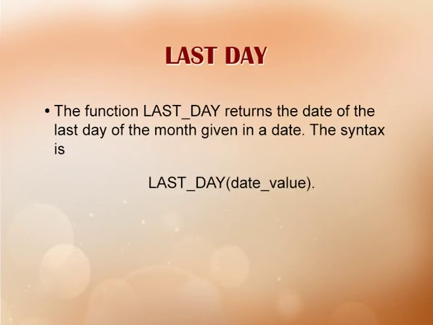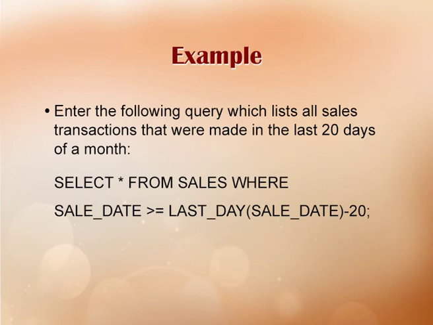Next comes the last day. The function last day returns the date of the last day of the month given in a date. So, directly you can find out the last day that is present in the date value. It returns the date of the last day of the month. So, either it is 30, 31, that particular date will be displayed as the value of this particular function. So, let us see an example over here.